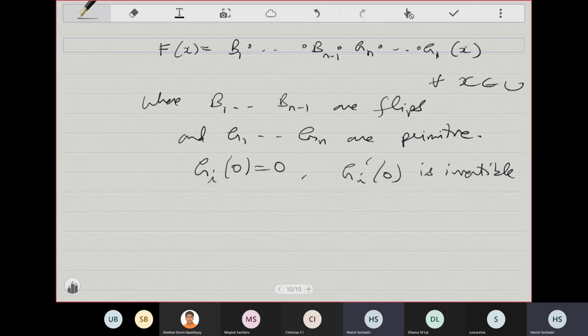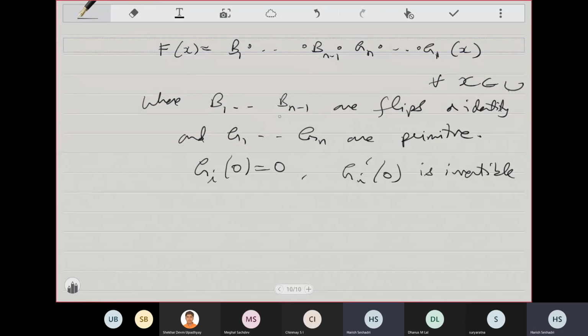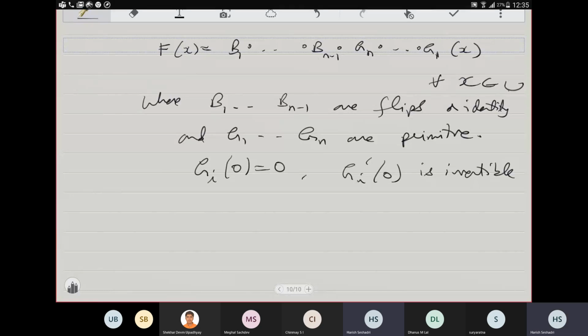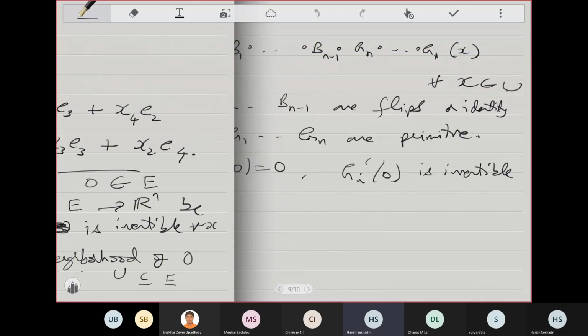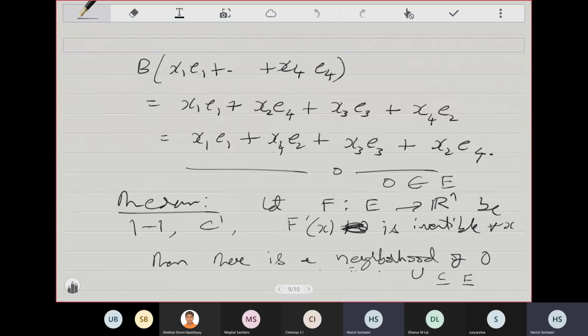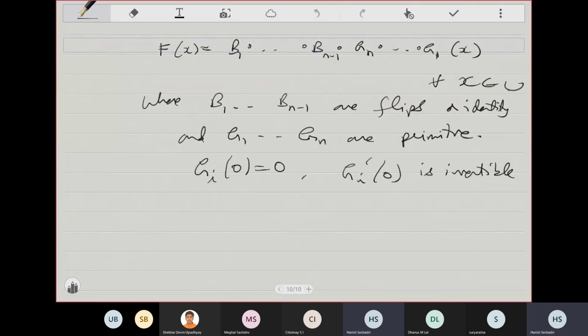And okay, so we have the flips, or identity. I should also allow for the fact that I may not have to do any flips at all. That's also possible. So this is the theorem we are aiming for: every such function, one-to-one, C1, with invertible derivative at all points, can be written as a product of n-1 flips and n primitive functions.